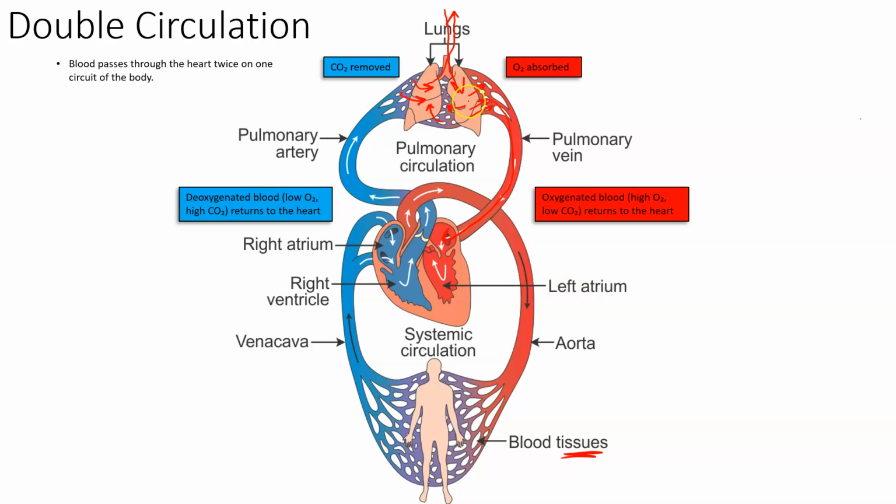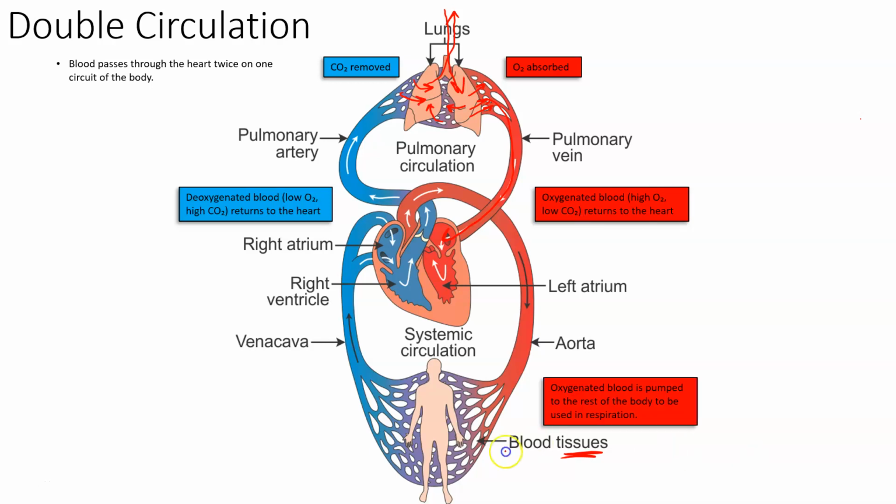So O2 is absorbed by the lungs. It's going to be absorbed by those pneumonocytes, those lung cell tissues, and those lung cell tissues are going to diffuse the oxygen into the red blood cells. They're going to be picked up by hemoglobin. They're going to be transported through the pulmonary vein, returned to the left atrium, which is oxygenated blood, high O2, low CO2, and that's going to return to the heart.